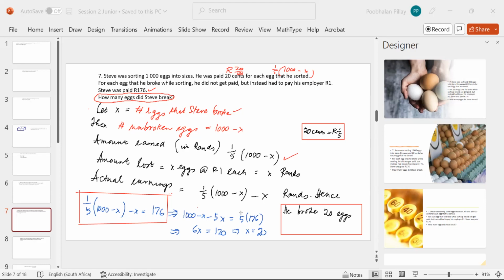And you have to take this number and subtract it. Eventually you solve for it and you get 20. And you must say in the end, how many eggs did he break? You must say he broke 20 eggs. And that is the end of that problem.